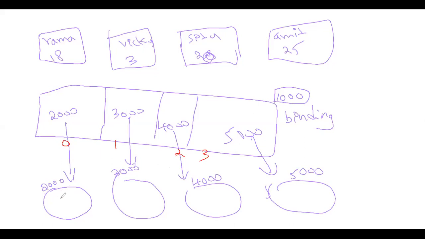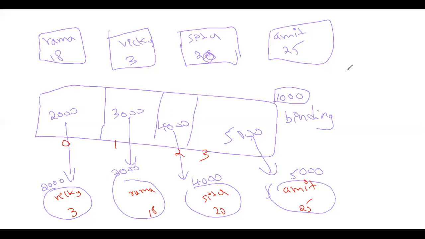Now, I'm talking about each object after sorting. First the lowest value is 3, so Vicky will come. Here it is 18 and Rama will come. It's 20 and Sita will come here. And it is 25 and Amit. So this is how your object will look after sorting.